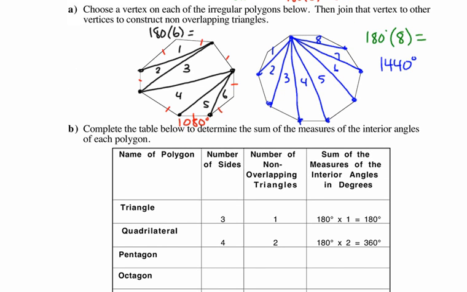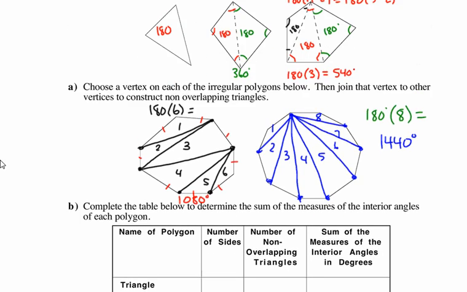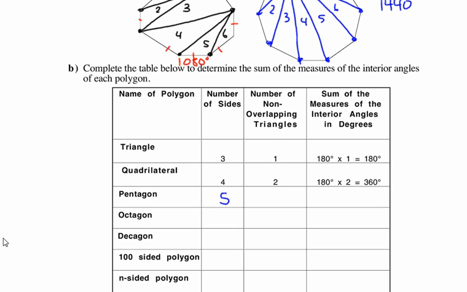So let's fill in the pattern. When we had 5 sides, so up above, how many triangles did we have in this case here? 1, 2, 3. There's 3 triangles, and so we did 180 times 3, which gave us 540.